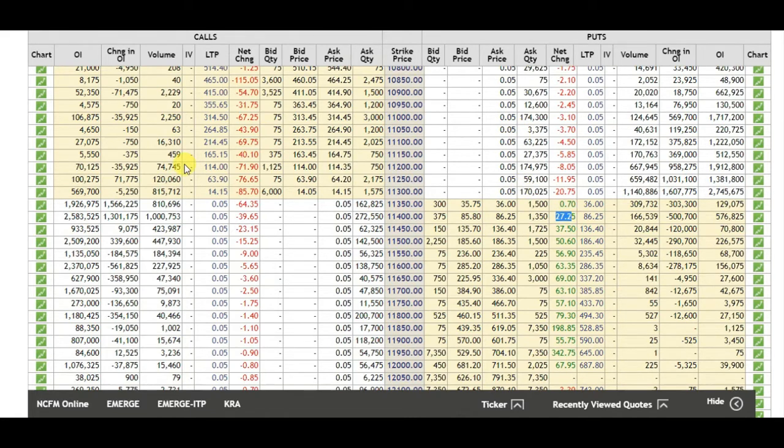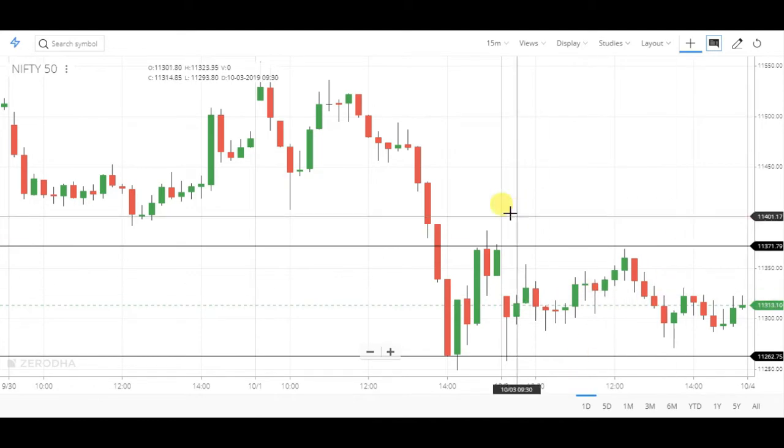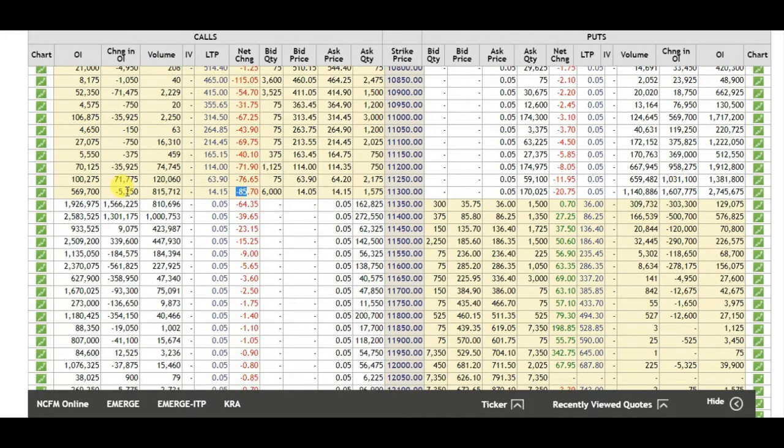So now let's go to the call side and try to find out resistance for the 4th of October. If we see strike price 11,300, the change in open interest is minus 5,000 contracts and the cumulative open interest is 5.6 lakh contracts. The net change is minus 85, which means the call buyers who bought the contracts at strike price 11,300 unwound their position. The reason being, if we see today's chart, Nifty was moving in a range only, so they thought that Nifty cannot go above this particular strike price. That's why they unwound their position at strike price 11,300.